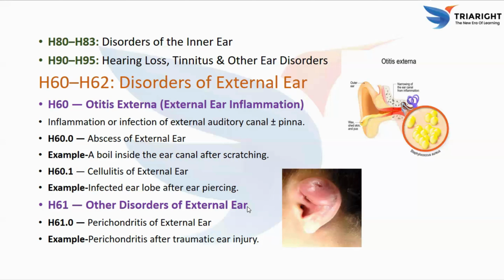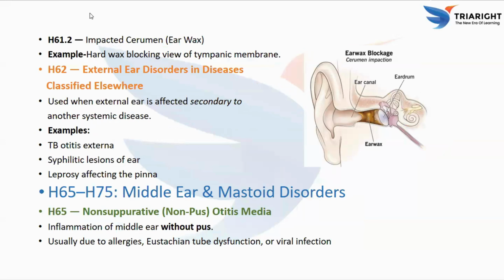So next is H61.2. What is it? Impacted cerumen, earwax. Impacted cerumen occurs when the earwax becomes tightly packed in the ear canal and cannot be removed naturally. Why does this happen? Because of the overuse of cotton swabs, which pushes the wax deeper, narrow ear canals, use of hearing aids or earbuds, and excessive wax production.